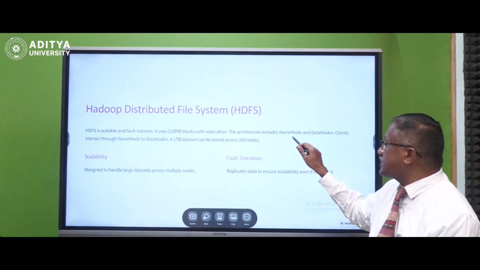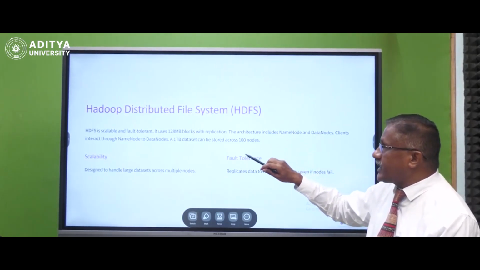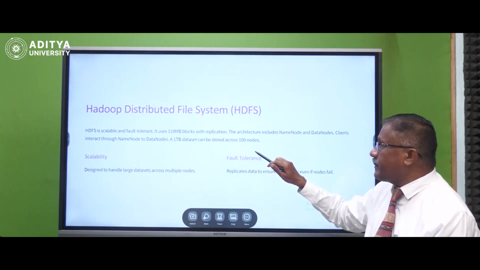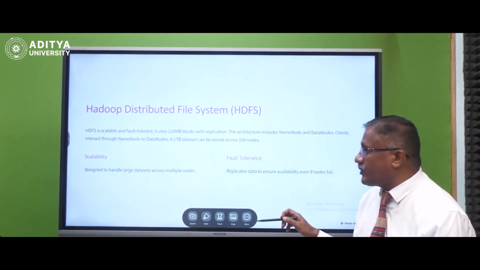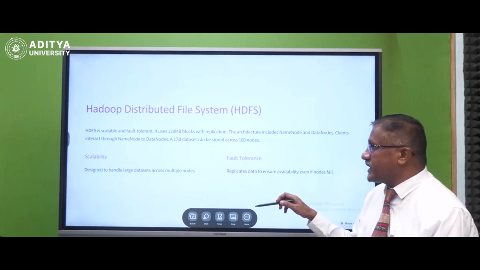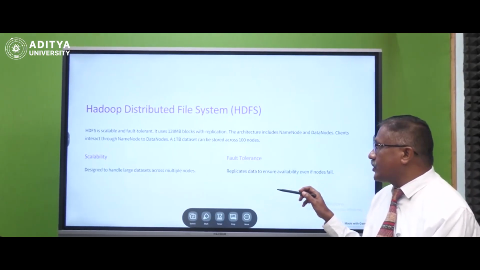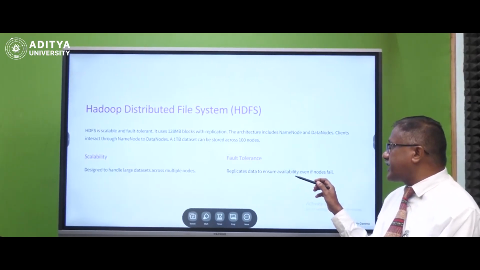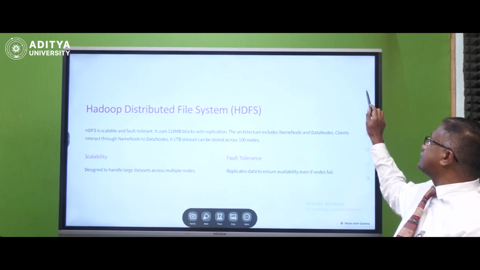The architecture includes the name node as well as data nodes. The clients interact with the name node and data nodes. A 1 TB data set can be stored across 100 nodes. That means a huge amount of data can be managed by the Hadoop Distributed File System, HDFS, designed to handle large data sets across multiple nodes, and it also replicates the data to ensure availability.